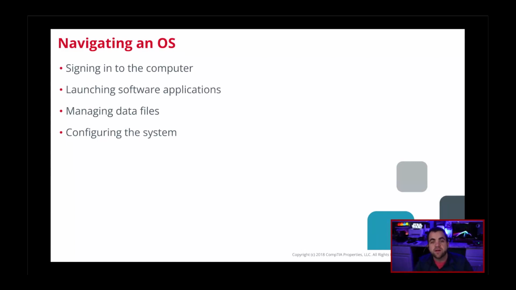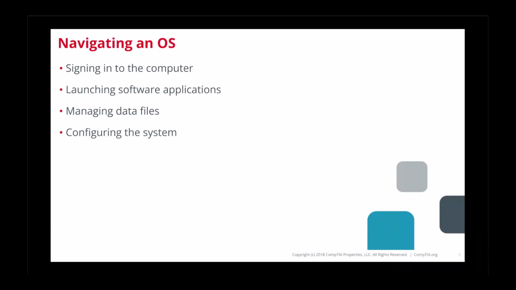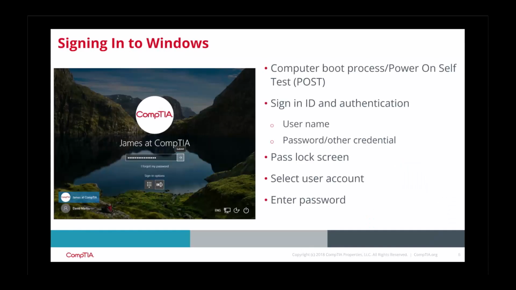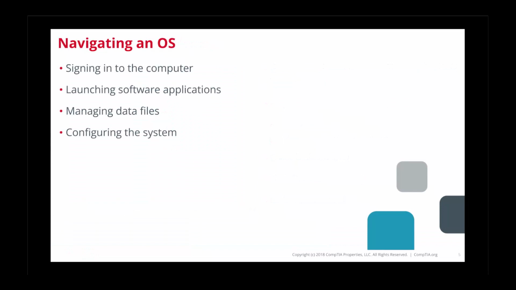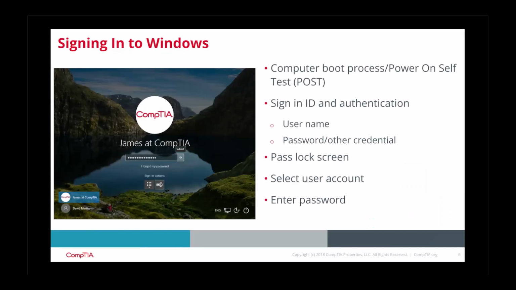So moving on, let's talk about navigating an operating system, okay? First and foremost is signing into a computer. When you go onto your computer for the first time, you're probably going to be presented with a screen that shows a username and a password. You can see here we have James at CompTIA, for example, and then a place to put in their password. So we're going to talk a little bit about signing on, launching some software applications, managing data files, and then configuring a system, a Windows system, for example.